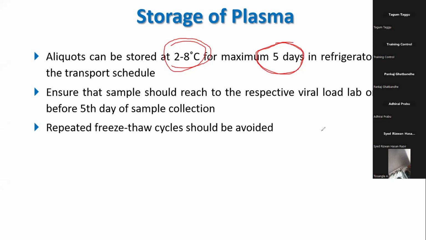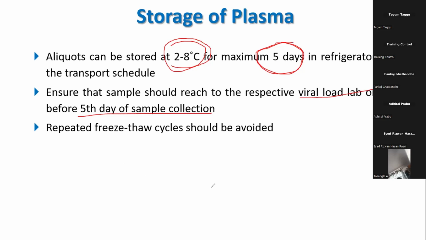If it is stored at 2 to 8 degrees for more than 5 days, again the RNA will degrade. So these are the two important time frames which have to be remembered. Whole blood has to be processed within 6 hours, and plasma should be stored at 2 to 8 degrees for not more than 5 days. And you have to make sure that your blood samples are processed within 6 hours, stored in the refrigerator, and within 5 days they reach the viral load lab.